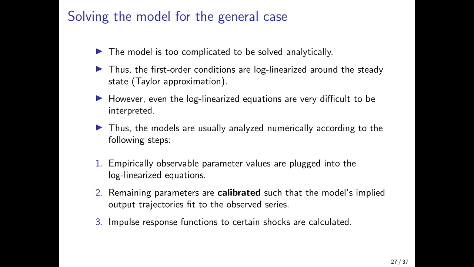One example is the discount factor that is typically known from empirical studies. So that's just plugged into these equations. Then there are some remaining parameters where the information from empirical studies is not so solid. So for example, the elasticity of intertemporal substitution is not really precisely estimated in the literature. And these parameters that are not so precisely estimated can then be calibrated.